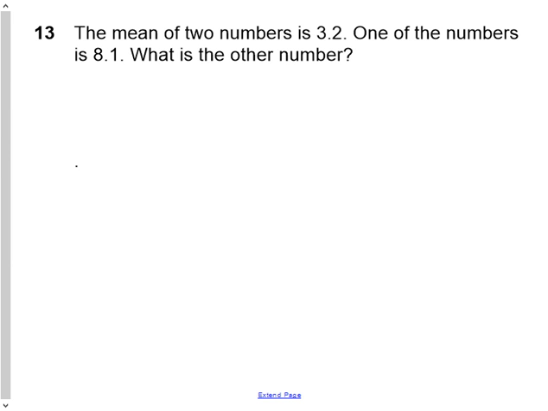Question 13, 14, 15, and 16 are your story problems. And if you struggled with anything, you probably struggled with this. So let's follow along as we go through this. Question 13 says the mean of two numbers is 3.2. So mean means, of course, average. One of the numbers is 8.1. What's the other number? So if I think about how I would get average, if I added two numbers together, in this case I'm going to use x plus y, and since there are two of them, to get the average I would have to divide by 2. So one number plus another number divided by 2 would be the average for those two numbers.